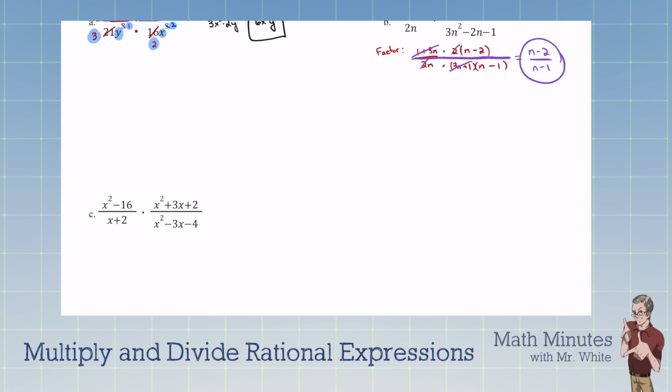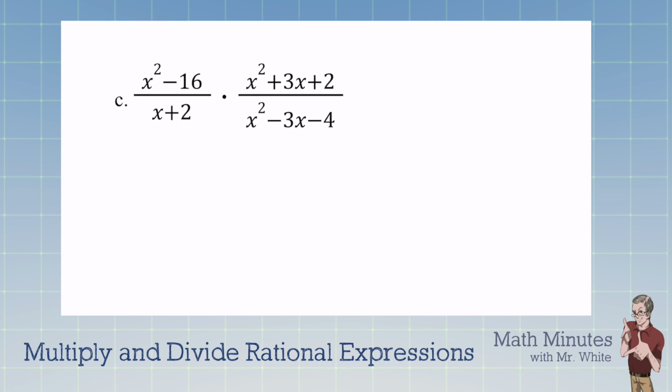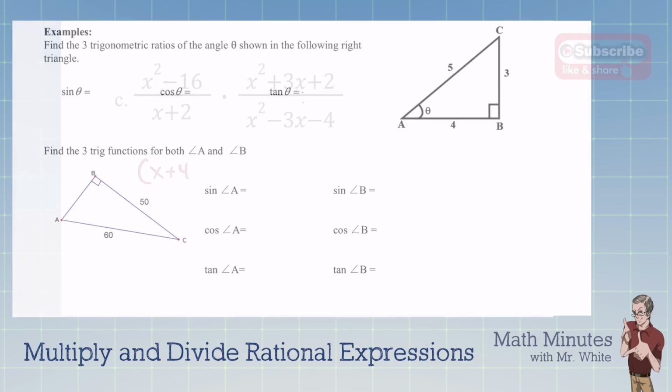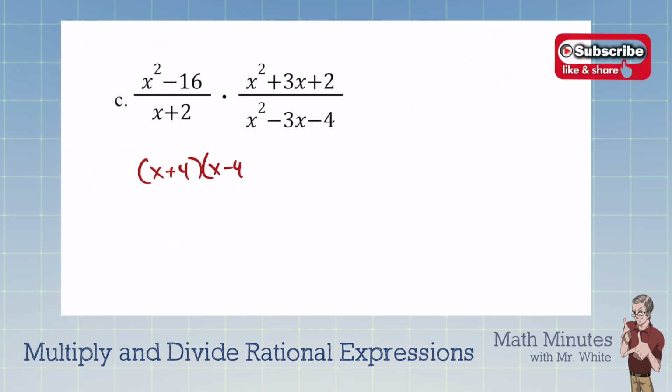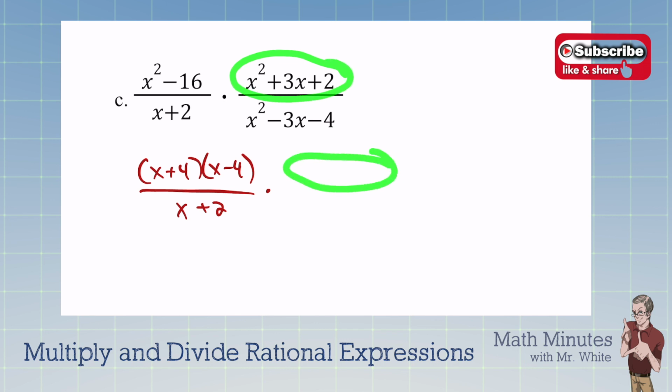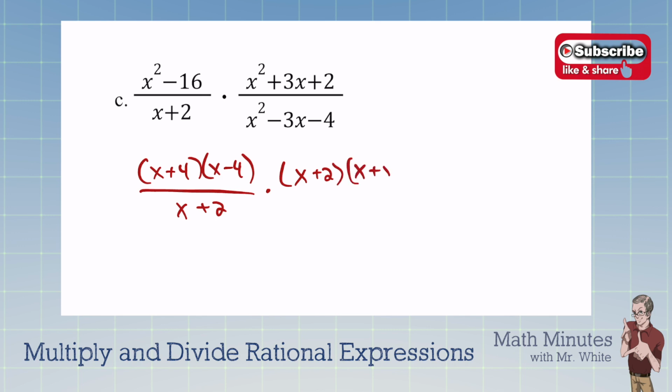Let's try another one. We have to factor first. So we have x plus 4, x minus 4, all over x plus 2, right? I did my reverse FOIL on that guy there. Now on the second part, I'm looking at the top here, and I'm going to reverse FOIL and write it right here. Here we go. What multiplies to be 2 but combines to be positive 3? 2 and 1, x plus 2, x plus 1.